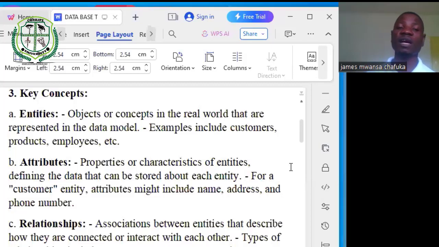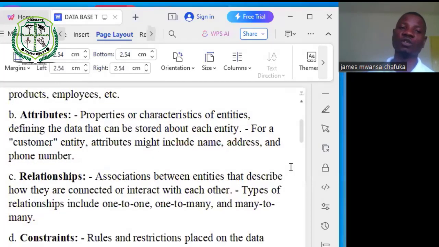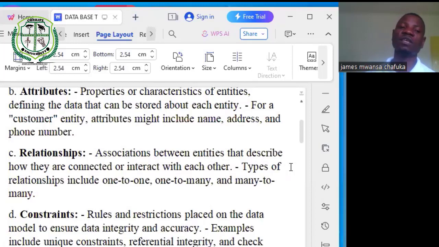Apart from the attribute, we also have the relationship. We're still looking at the key concepts. When you talk of relationships, these are associations between entities that describe how they are connected or interact with each other. Types of relationship include one-to-one, one-to-many, and many-to-many.